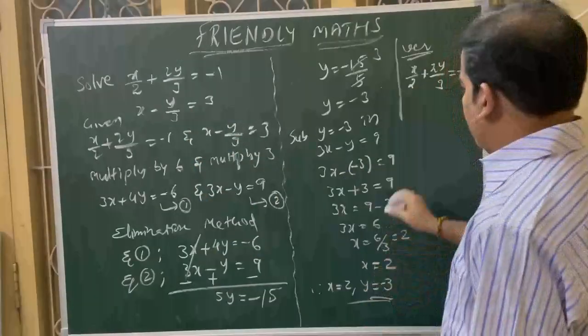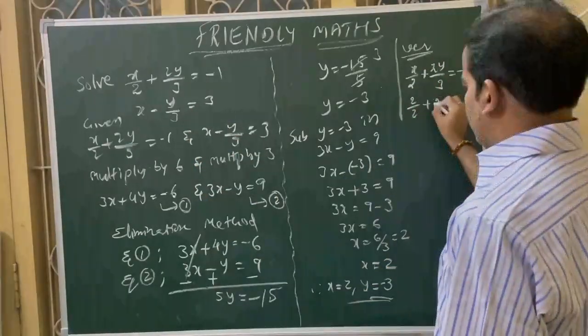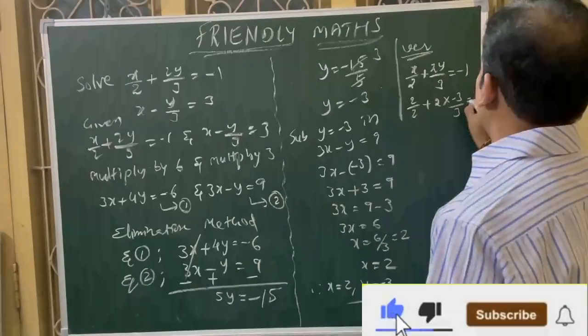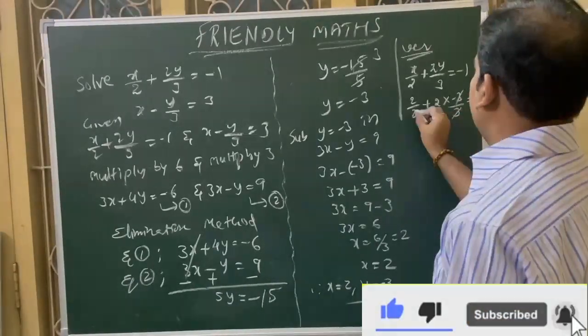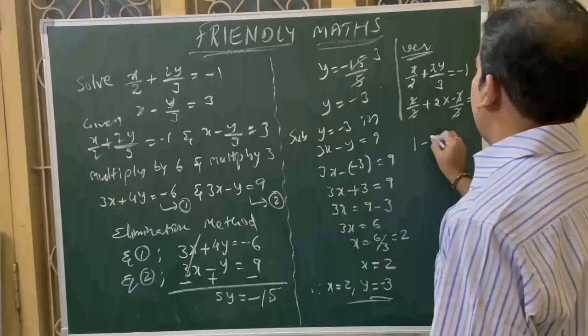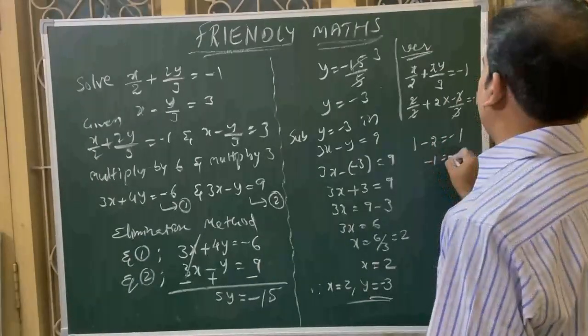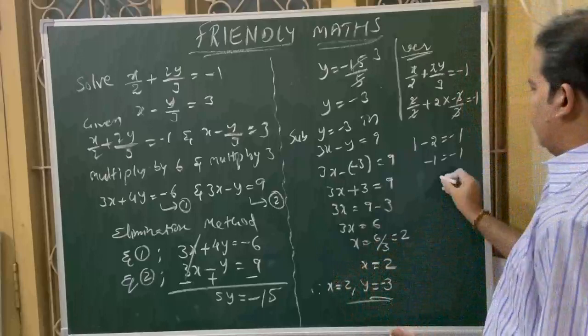Okay. Then 2 by 2 plus 2 into minus 3 by 3 is equal to minus 1. 3 cancels. 1 minus 2 is equal to minus 1. Minus 1 is equal to minus 1. Yes, it's true.